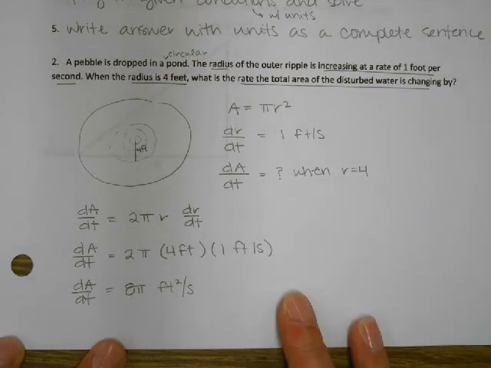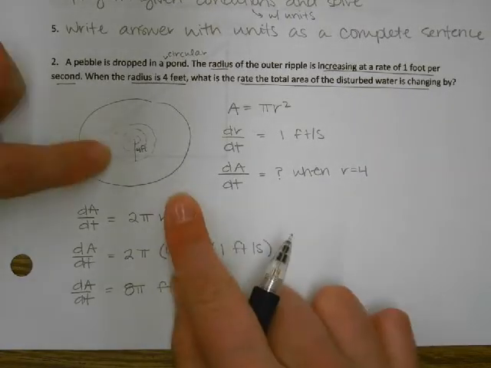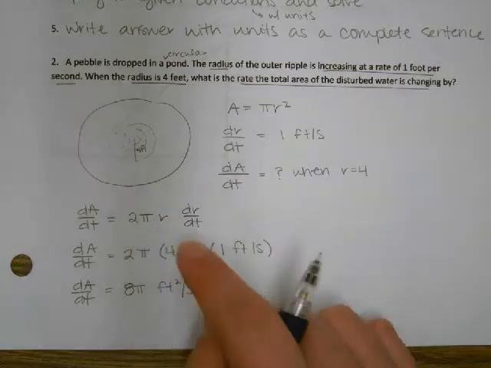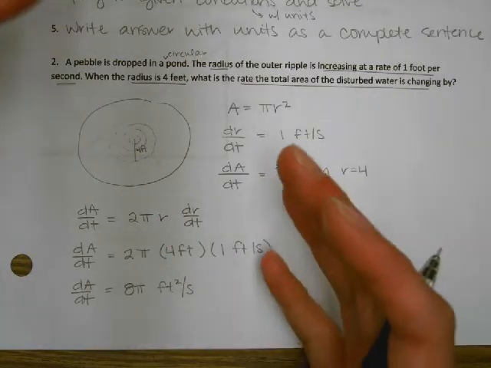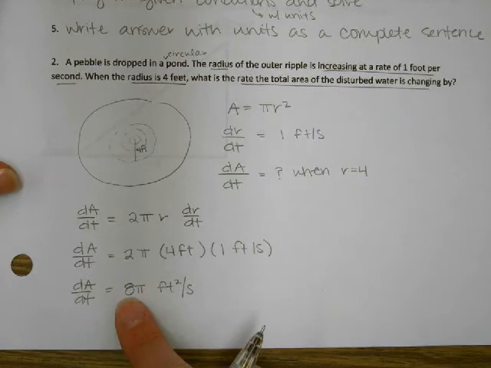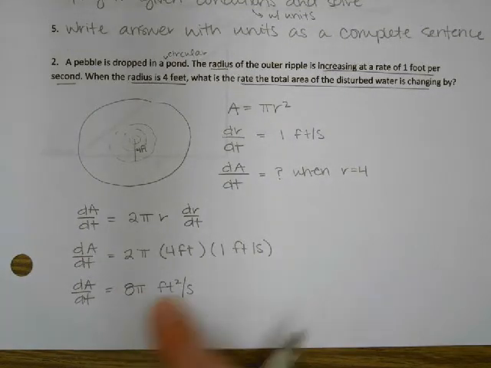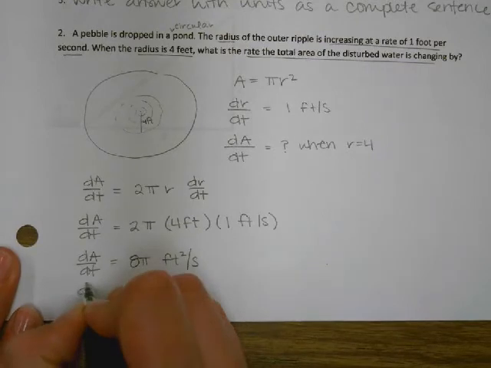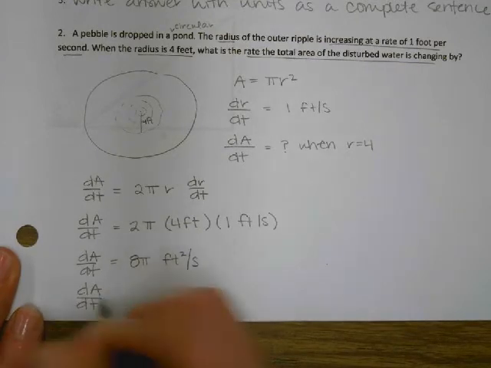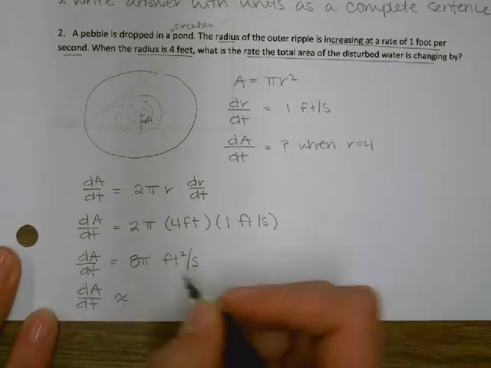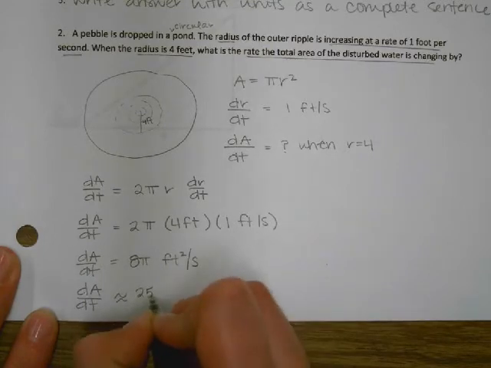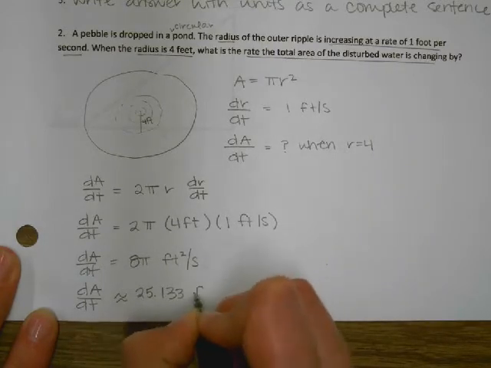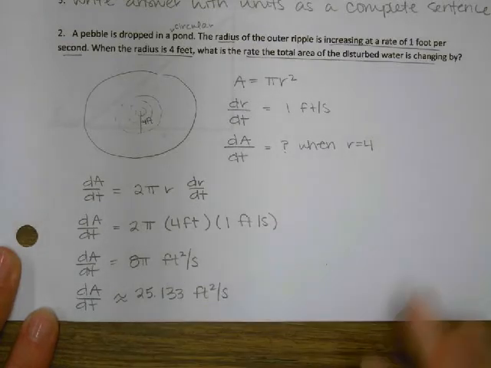And so the area of the disturbed water, as this ripple is continuing further and further, when the radius is exactly 4, is increasing at a rate of 8 pi feet squared per second. And that's kind of a weird way to phrase this answer, so I'm going to go ahead and just type that in my calculator and say that that rate is approximately 25.133 feet squared per second.